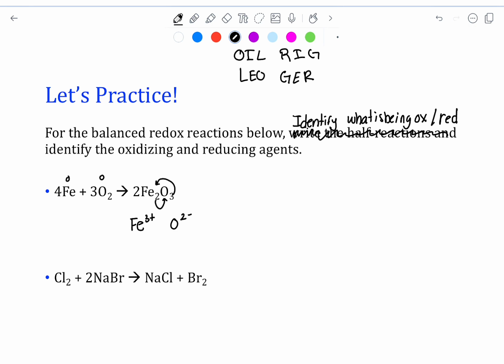Okay, so now we want to look at how those charges are changing. Well, to go from iron to iron 3 plus, what happened to my electrons? Well, if I became a cation, I had to lose some of my electrons, right? I lost electrons in order to turn into a cation. So how many electrons did I lose? Well, I went from a 0 charge to a 3 plus charge, so I should have lost 3 electrons.